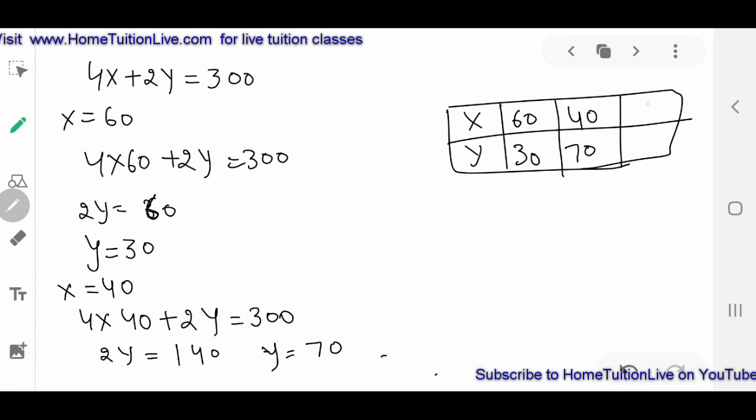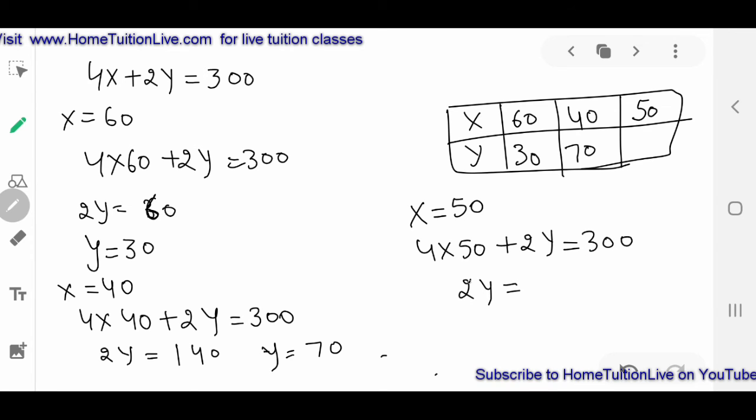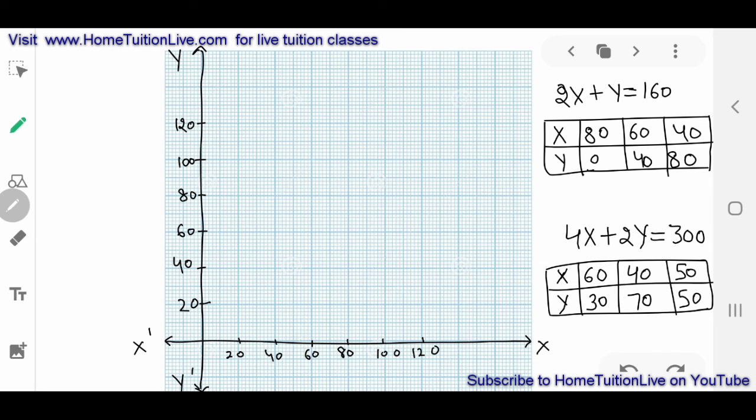Now for x equal to 50, 4 into 50 plus 2y equals 300. 2y equals 300 minus 200, that is 100. So y equals 50. Now we will represent these solutions of the equations in the graph. I will only take positives, that is the x-axis and y-axis, because there is no negative value in our solution.